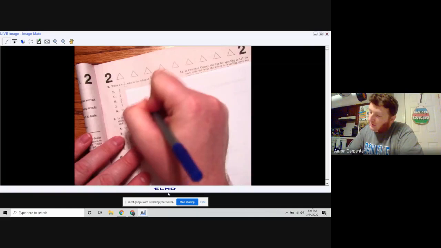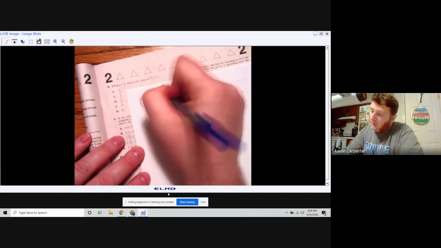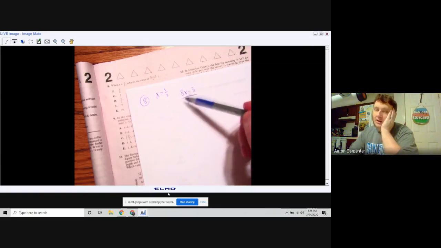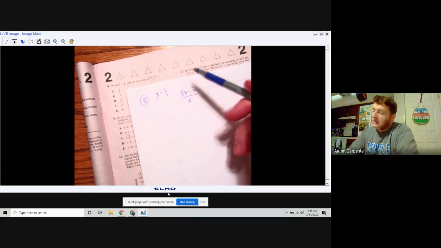Number 8. When x equals 1/2, what is the value of 8x minus 3 all over x? I know that some of you would just want to grab your calculator or maybe convert 1/2 to 0.5, but this problem isn't that bad. We're just substituting in 1/2 for both of these x's.